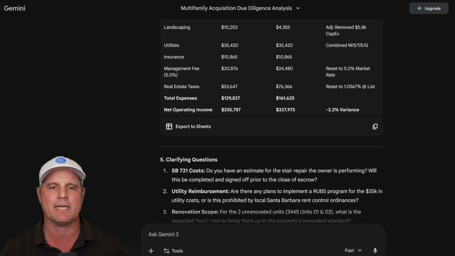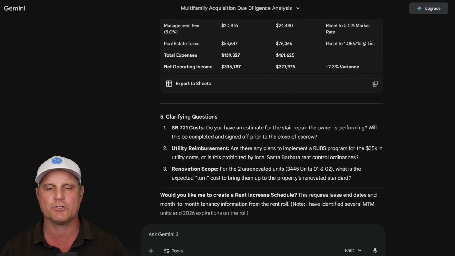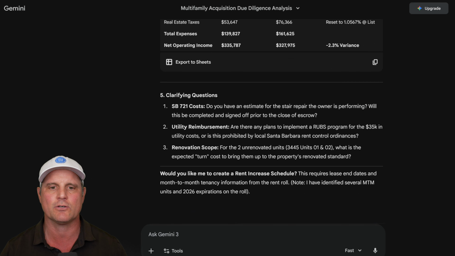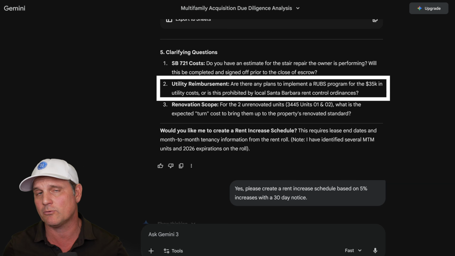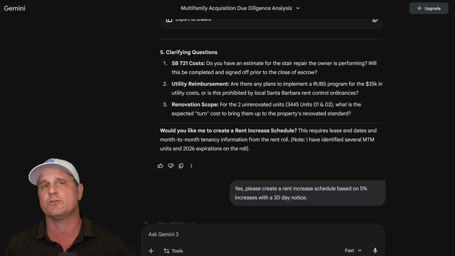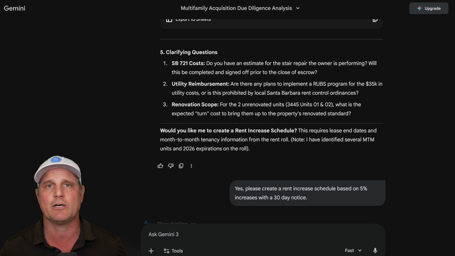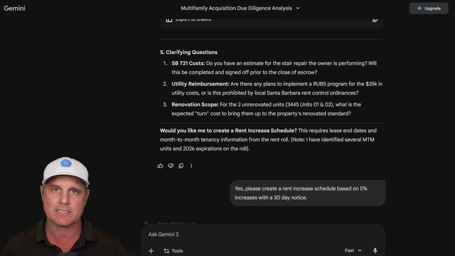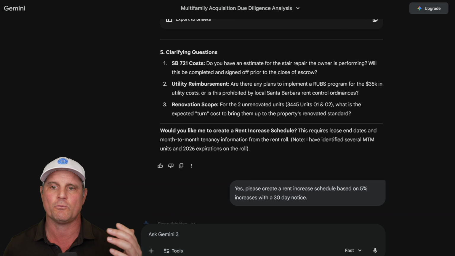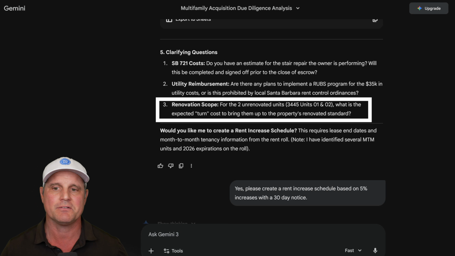You can copy and paste this entire chat into a separate document, and you have an easy to read deal sheet. And it gives you a few other things that you can follow up on. Any plans to implement a RUBS program. So that's ratio utility billing services. That would help reduce the costs related to water and gas. There's a boiler system here, which means that the landlord's paying to heat the hot water, so the gas expense is slightly high. That's where RUBS would come in and help. And then ask about renovating those 2 unrenovated units.